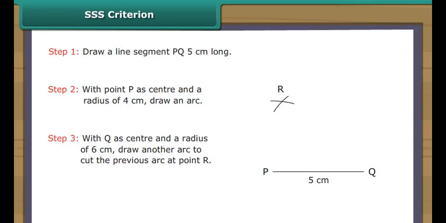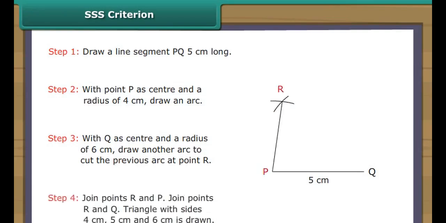Join points R and P. Join points R and Q. Triangle with sides 4 cm, 5 cm, and 6 cm is drawn.